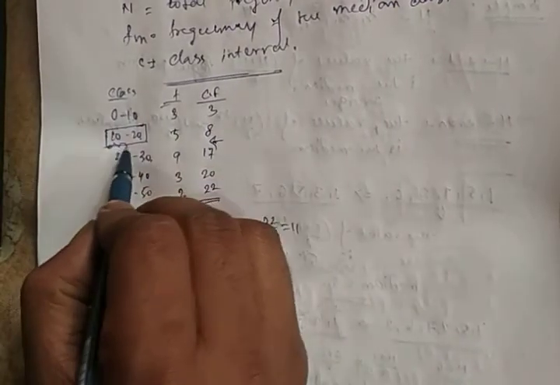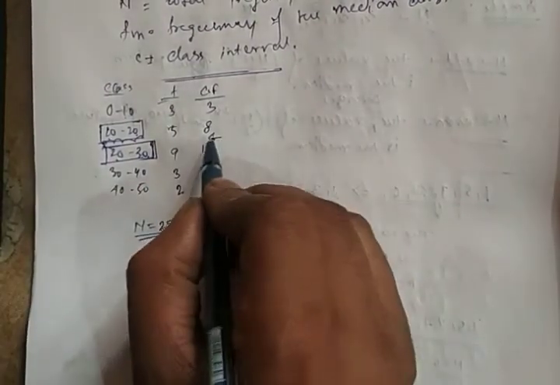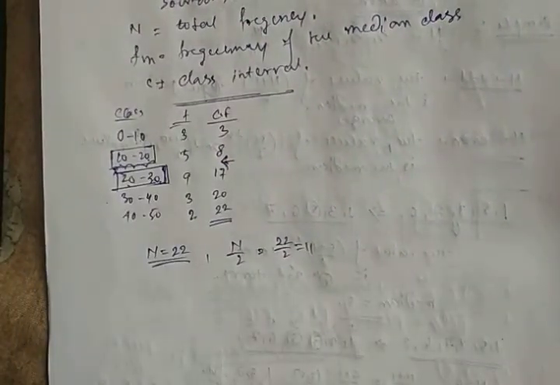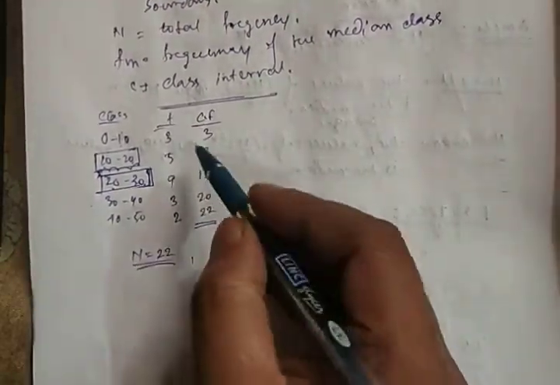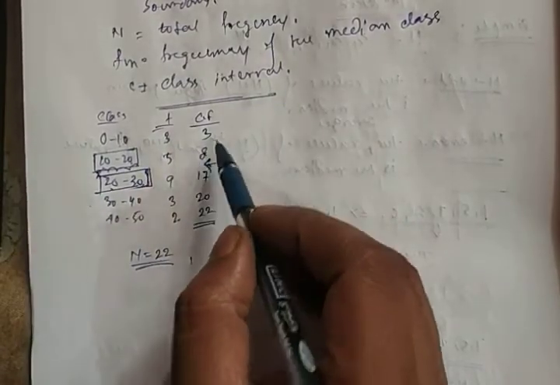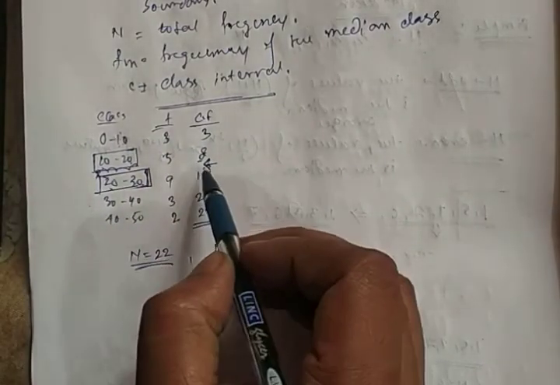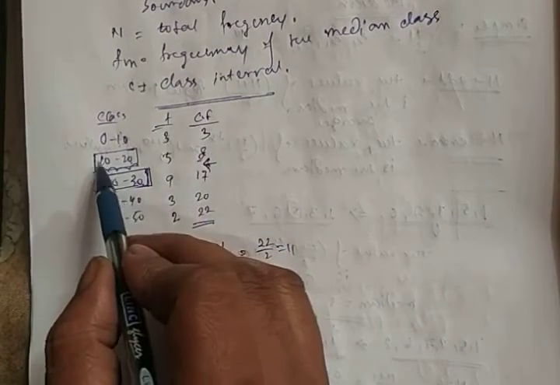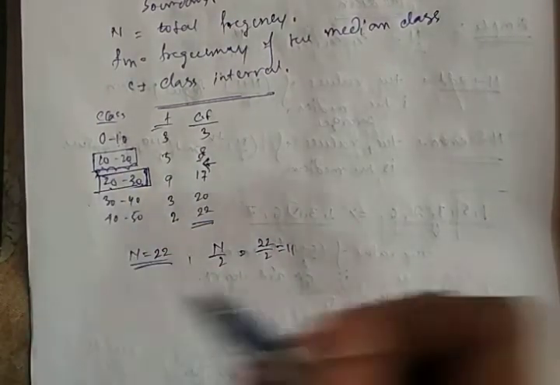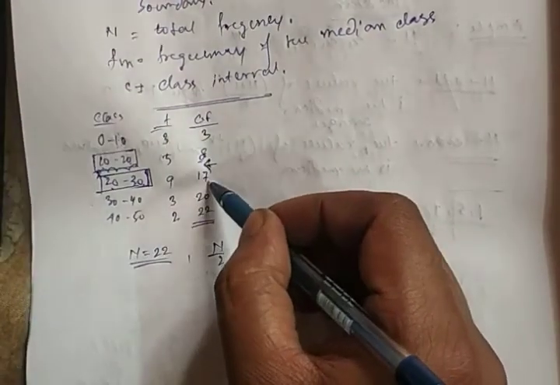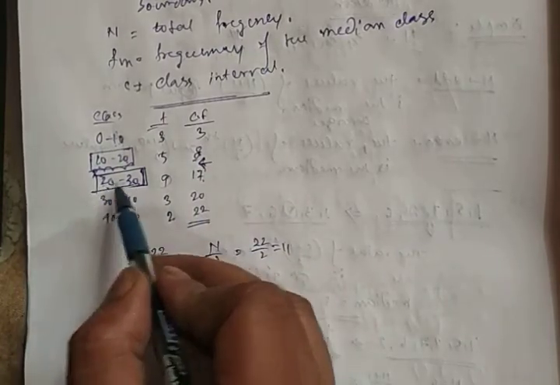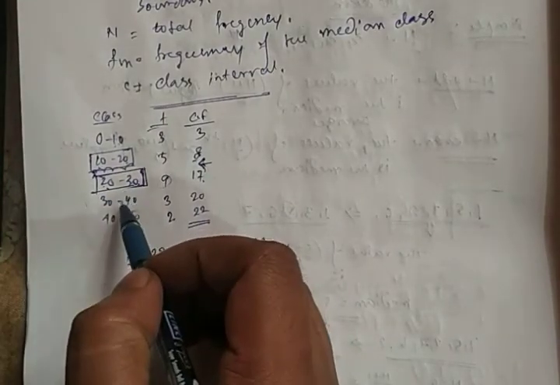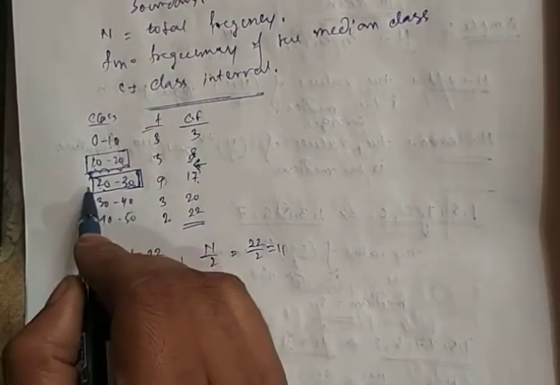This will be the median class, as 11 lies between 8 and 17. Since up to 8 frequency it takes values either 0 to 10 or 10 to 20, then the 8 to 17 frequency, that is this 9 frequency, will have values between 20 to 30. We have to calculate the exact value. So this will be the median class.